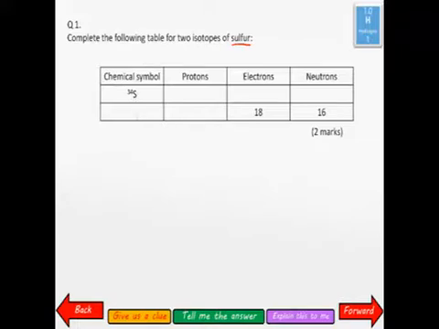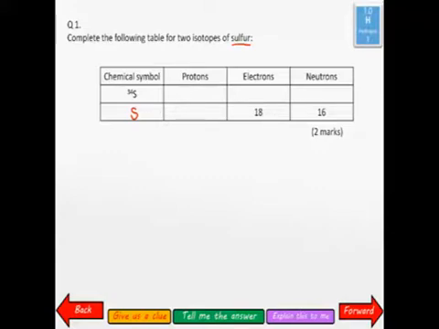So in terms of chemical symbol over here, because we're talking about sulfur, we can put that there. We don't know what the mass is at the moment, so we leave that there. What we do know, however, because we know it's sulfur, is that we should be able to work out how many protons there are, because the proton number is the same as the atomic number in the periodic table.